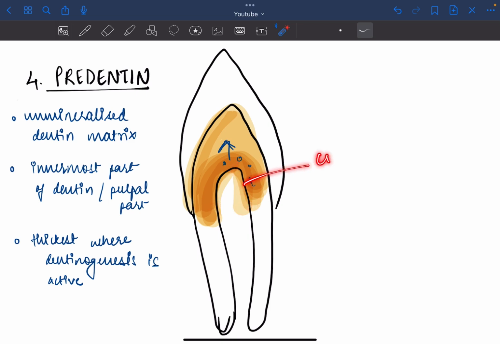So it consists only of collagen and glycoproteins. It is thickest where there is active dentinogenesis going on. That means where there is active dentin deposition going on, the predentin thickness will be maximum.